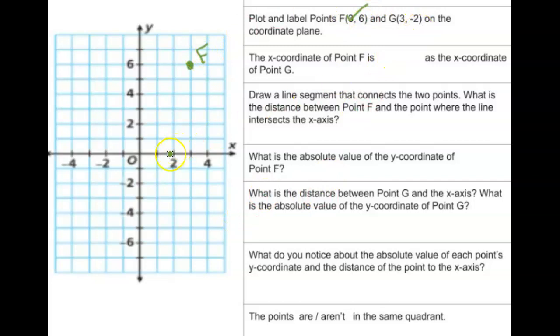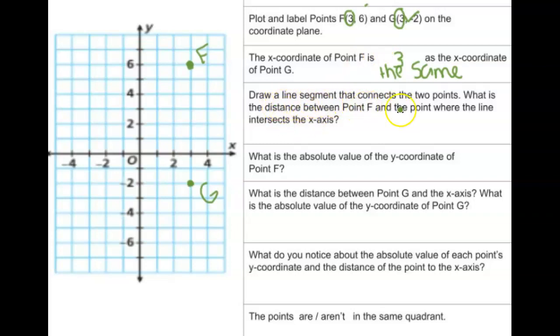Our next one's G. I'm going to run to 3, and I fall down to -2. So we have a G, and I did that. The x-coordinate of point F is, so if I look, the first number, our first number, which is the x, is 3. Which is the same as the x-coordinate of G. They are both 3.